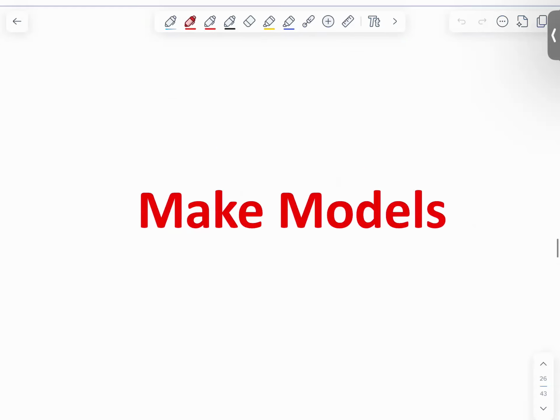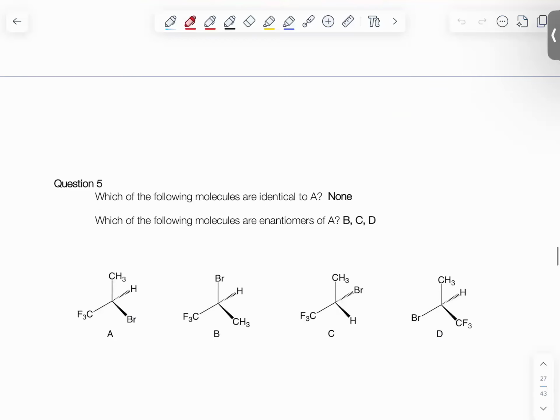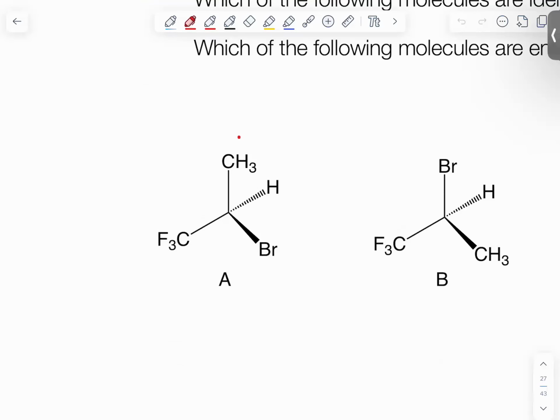See how he put this big thing that says make models? He's onto something. Make a model. If you don't have a model set, find someone who does have a model set and make one of these to borrow for the semester. One of these is a carbon center that has 4 different colors on it. That way, when you get a question like this, you can say, okay, this one is green, and this one is red, and this one is blue. If you want the functional group slide, it's lecture 7.